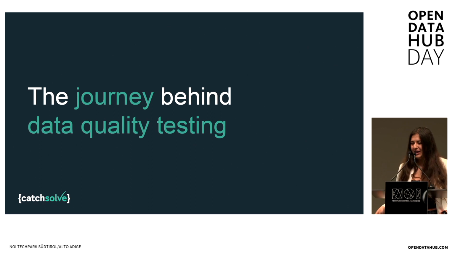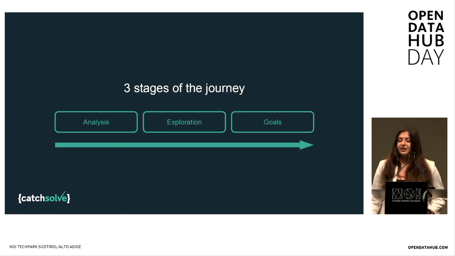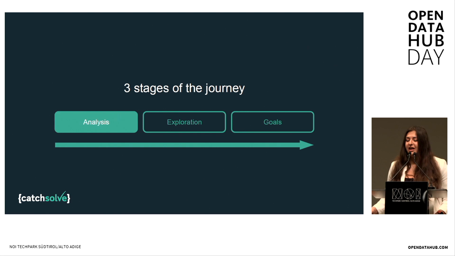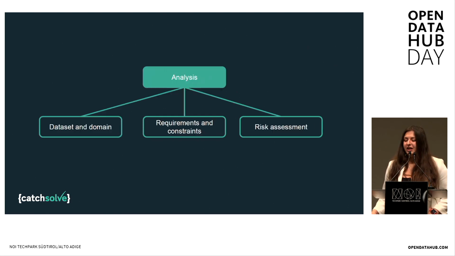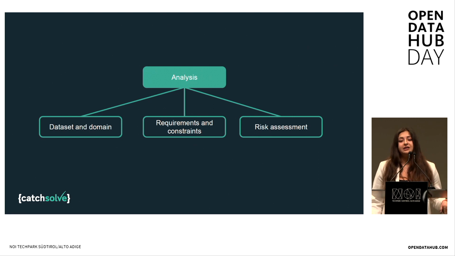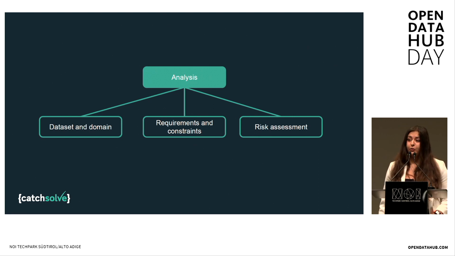So let's start. As I said earlier, there are these 3 stages. The first one, most important, is the analysis one. During this stage, we define what are the data sets and the domains that we want to analyze. After that, we also define what are the requirements and the constraints related to organizational and resources aspects. And after that, we also do a basic risk assessment related to possible data quality issues.